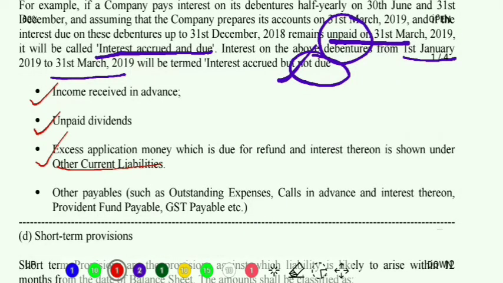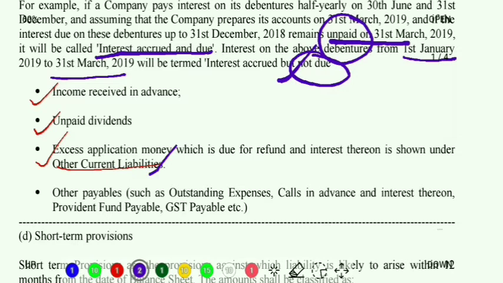Suppose they had to pay only rupees 2 as their application money, but most of them have paid rupees 3. So they have paid 1 rupee extra in the first stage. Now it becomes an obligation for the company to refund that extra money, and also to pay some interest on that. So that is again creating a liability on the company, and thereby that total amount will come under other current liabilities. Very simple.